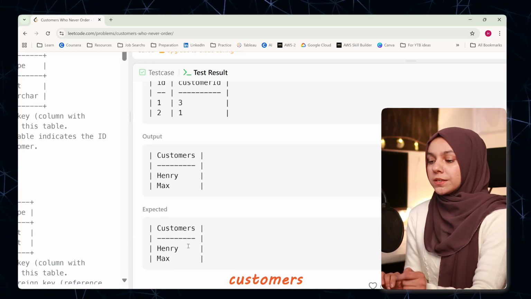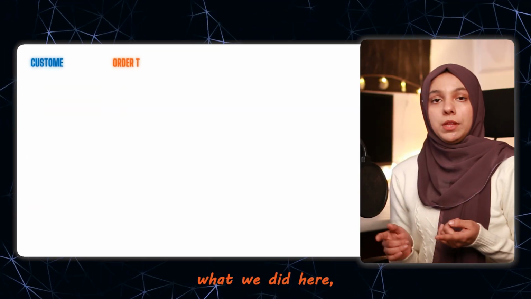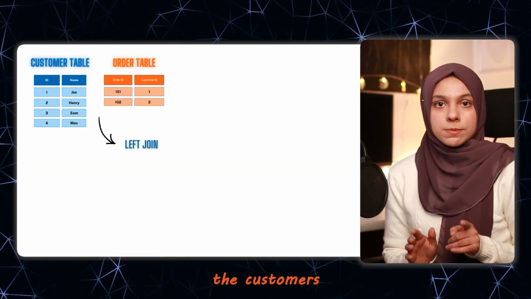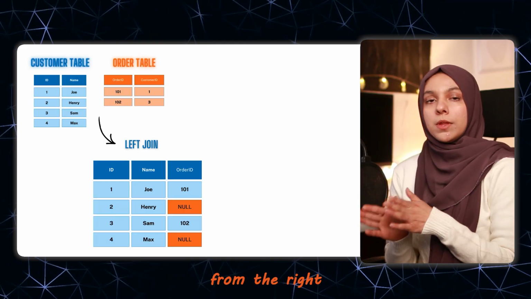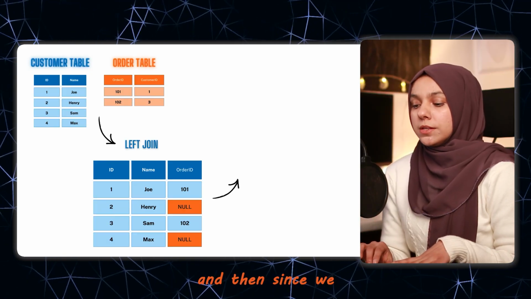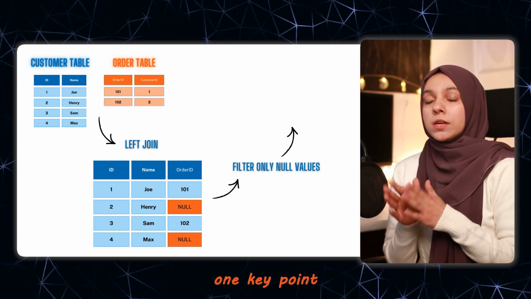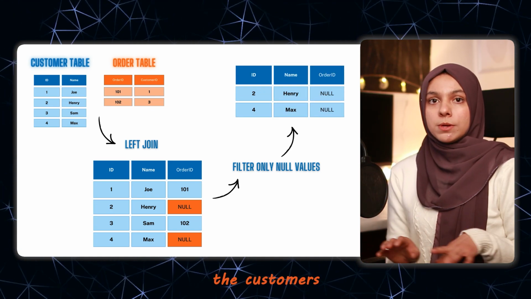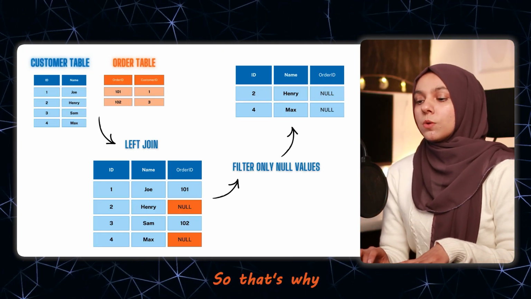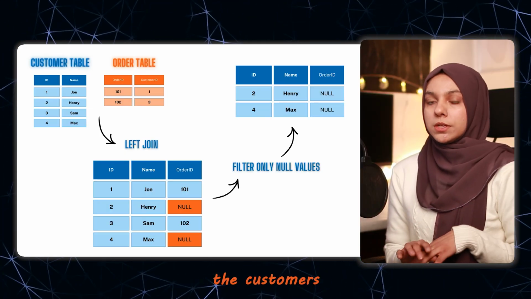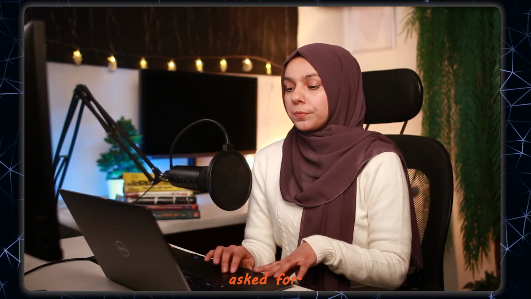Let's see the outcome. Here we have the outcome: customers, Henry and Max. So basically what we did here, we used the left join, right? So we have all customers from the left table, which is the customers table, and only the matching ones from the right table, which was the orders table. And since we had some null values, exactly those null values were the one key point that we needed to find the customers who haven't placed any order. So that's why we used the where clause here to filter those null values, and then we got the customers that the question asked for. So that's it. Congratulations, now we have solved one of the SQL interview questions.